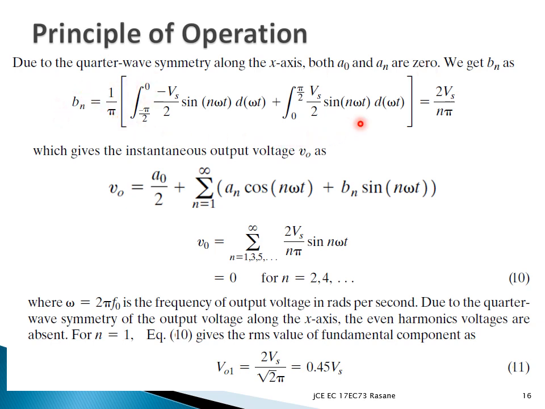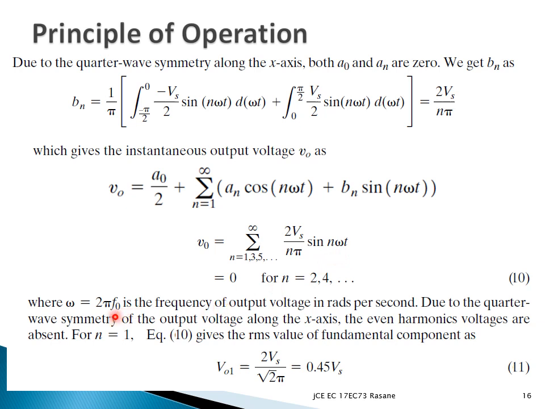You use the same formula that we have done for controlled rectifiers, and Bn you will be getting as 2Vs/nπ. So in that instantaneous output voltage, which I explained in the previous slide, this term will be 0, this term is going to be 0, and we are going to be left with Bn sin nωt. So Bn, if I substitute 2Vs/nπ, times sin nωt, and we will note that this V0 has a value only for the odd terms, and its value becomes 0 for all the even terms because of this sine function, where ω is nothing but 2πf0.